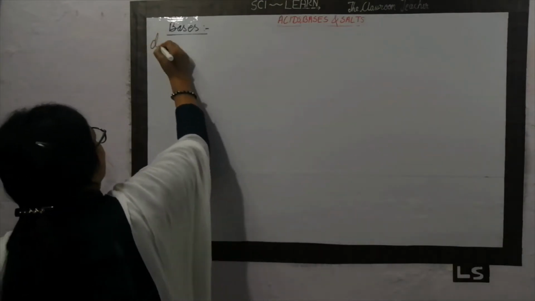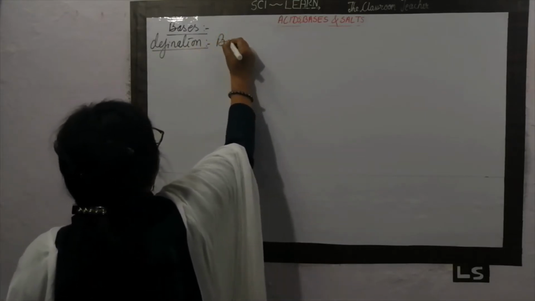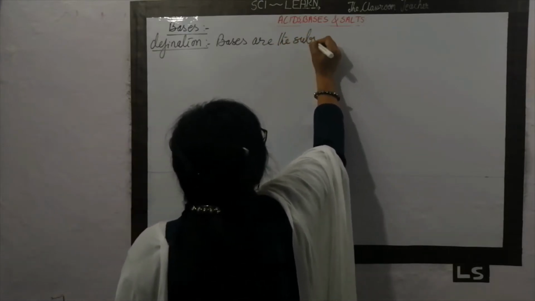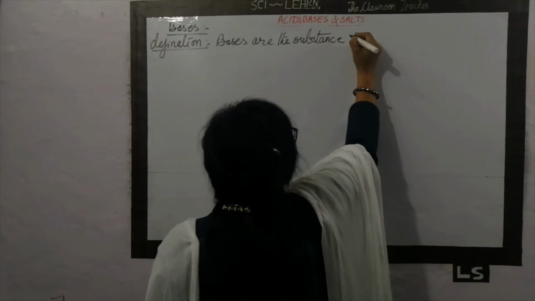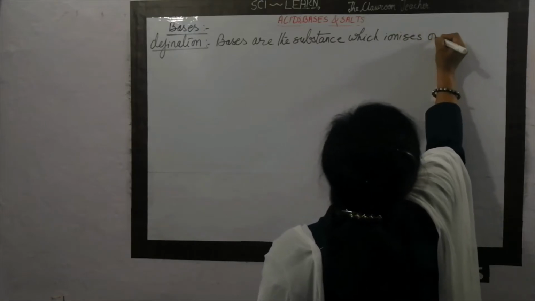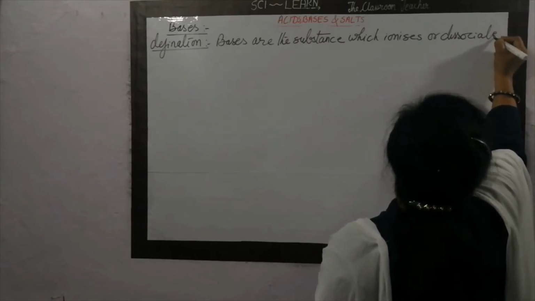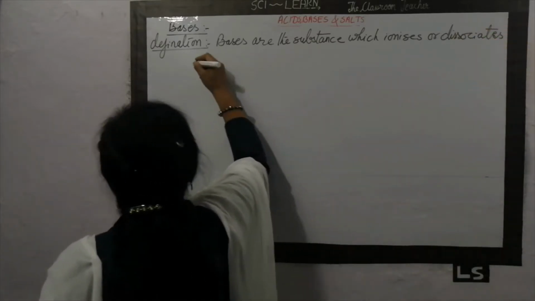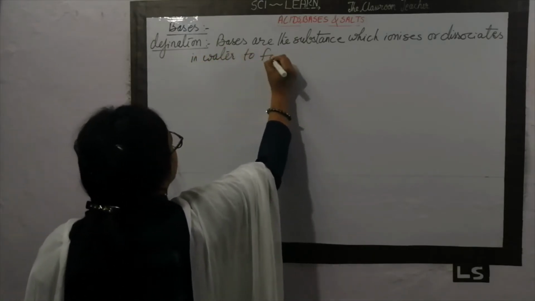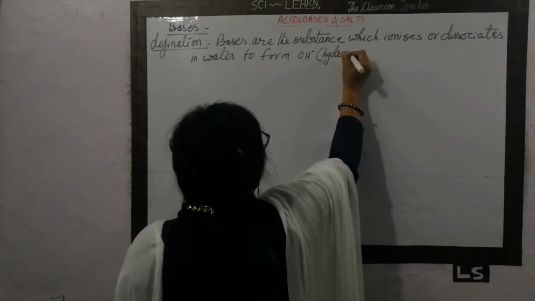So what are the bases? How do we define it? Bases are substances which ionize or dissociate in water to form OH minus, that is called the hydroxy ion.